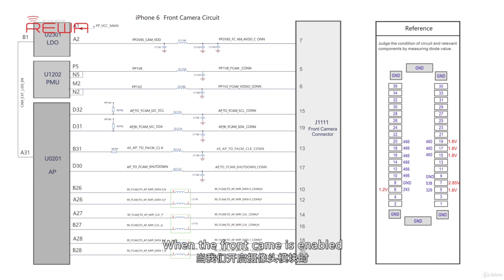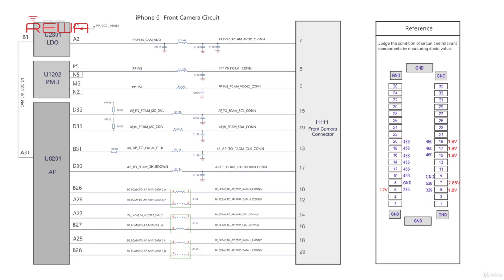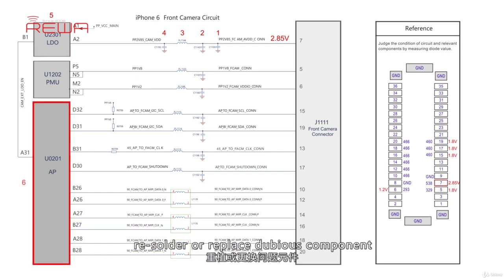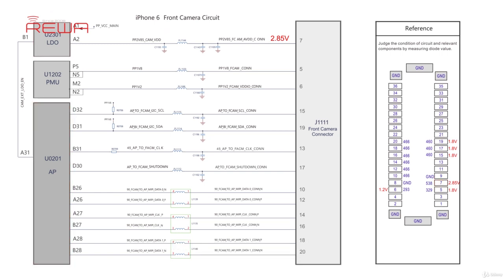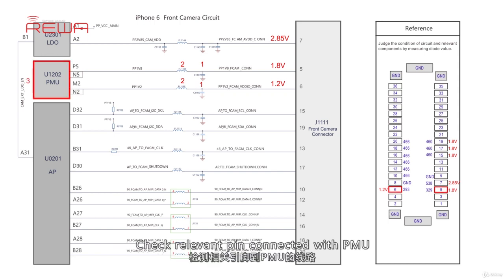When the front camera is enabled, the following voltage conditions shall be measured. Power supply. The output voltage of the LDO, pin 7, 2.85 volts. Check relevant pins connected with the LDO, resolder or replace the dubious component. The output voltage of the PMU, pin 5, 1.8 volts, pin 6, 1.2 volts. Check relevant pins connected with the PMU, resolder or replace the dubious component.